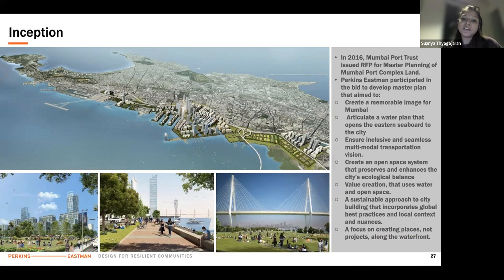Having grown up in Mumbai, this project was the perfect opportunity to reposition the port's land to become once again the center of Mumbai metropolitan region, to create new portals to Mumbai, to define a new image for the city, and to provide much needed breathing space and civic amenities for an open space starved city. Here are some of the images of the concept master plan developed for the competition.